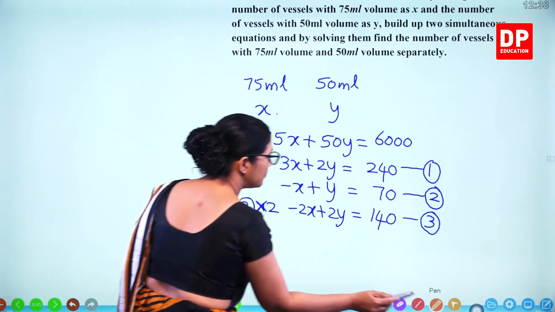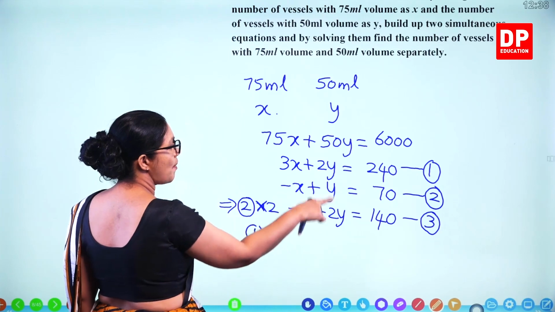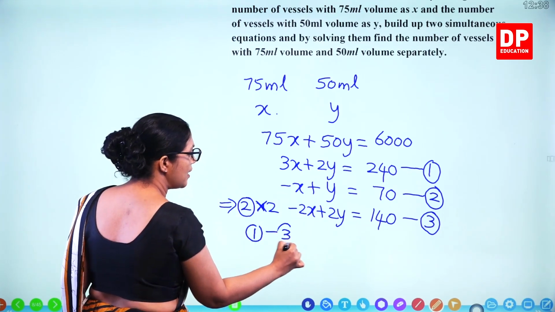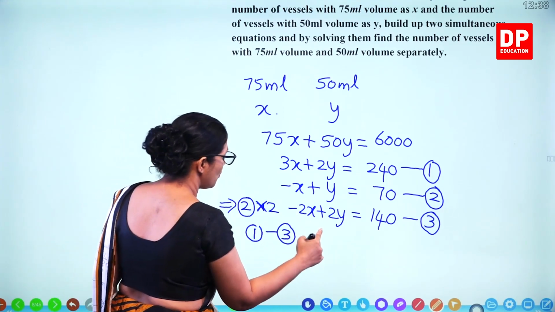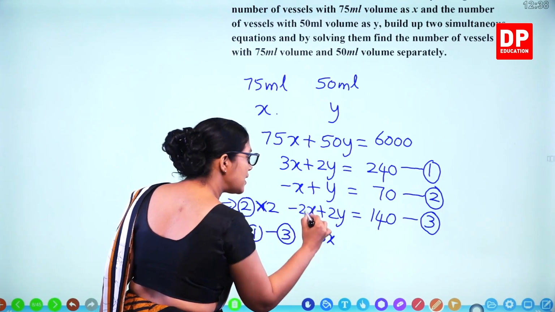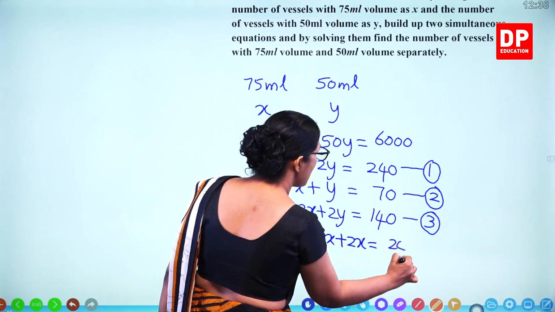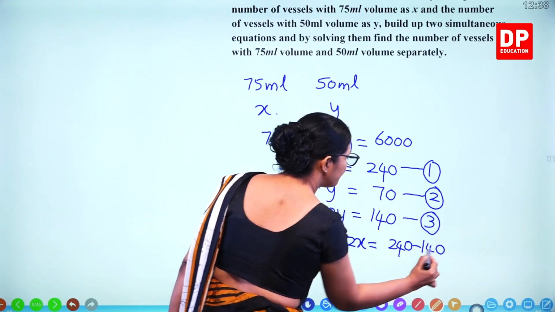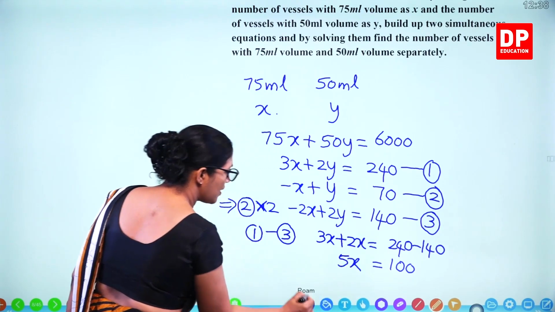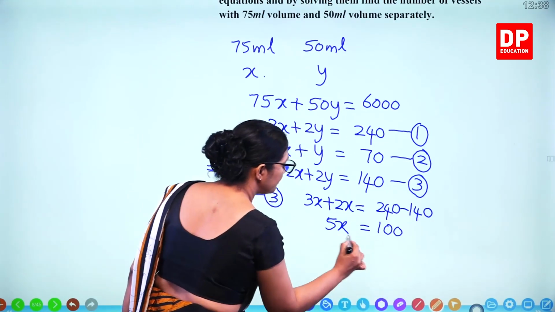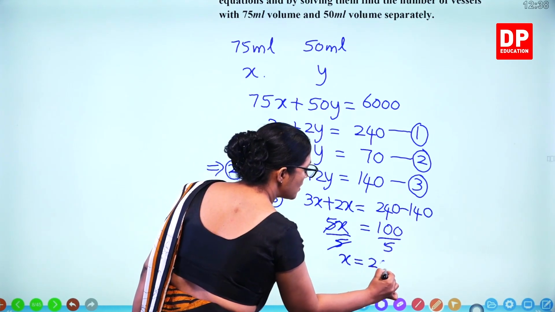Not add, you subtract equations 1 and 3. Because of the same sign, you have to subtract to get rid of that. So 3x minus 2x becomes plus 2x, and 240 minus 140 is 100. 5x equals 100. So what is x? Divide by 5, x becomes 20.